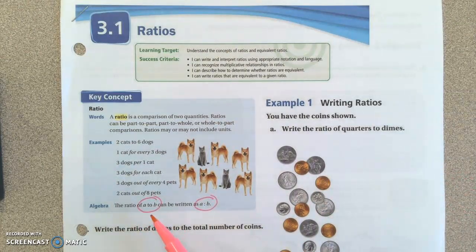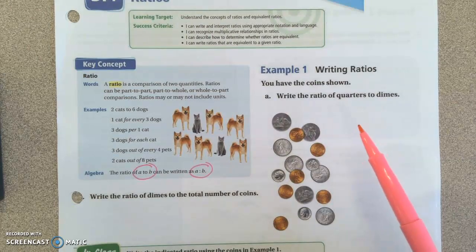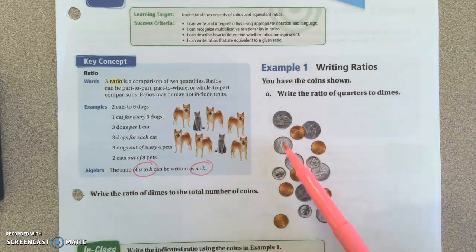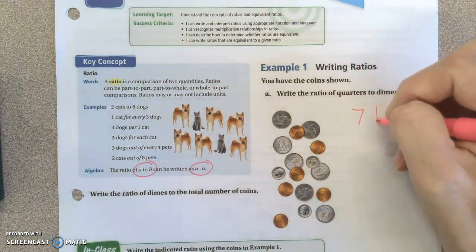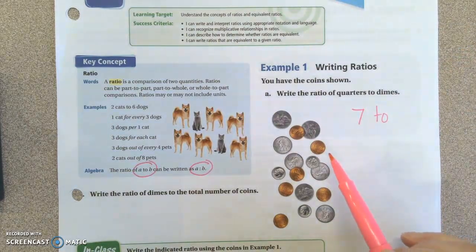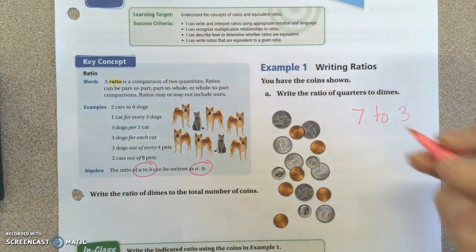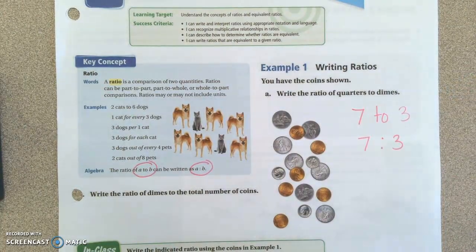When we write our ratios, you can see them written this way with the word to, or this way with a colon. So let's practice that. We have some coins shown here. We've got quarters, we've got dimes, we've got pennies. We are going to write the ratio of quarters to dimes. So here's my quarters. I have 1, 2, 3, 4, 5, 6, 7 quarters. And then I have 1, 2, 3 dimes. We can also write that this way. And then we would just read that as 7 to 3.